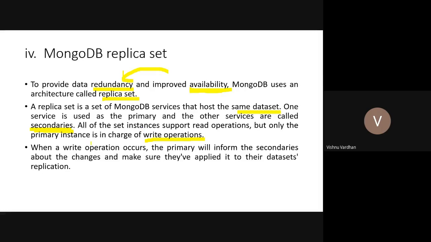database requirements. When a write operation occurs on the primary, it will inform the secondaries about the changes and make sure they have been applied to the data set. So automatically, the master is going to direct the secondaries accordingly. The latest data changes are going to be applied on the secondary data sets, and in that way the uniformity is maintained.